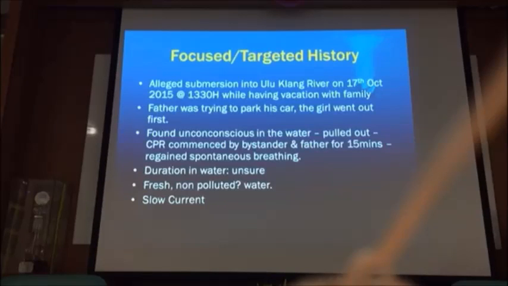Number two, when you say you pulled the girl from the water, found unconscious in the water, you must really know how the girl was when she was drowned. That's extremely crucial, because the status at that time will determine the prognosis.